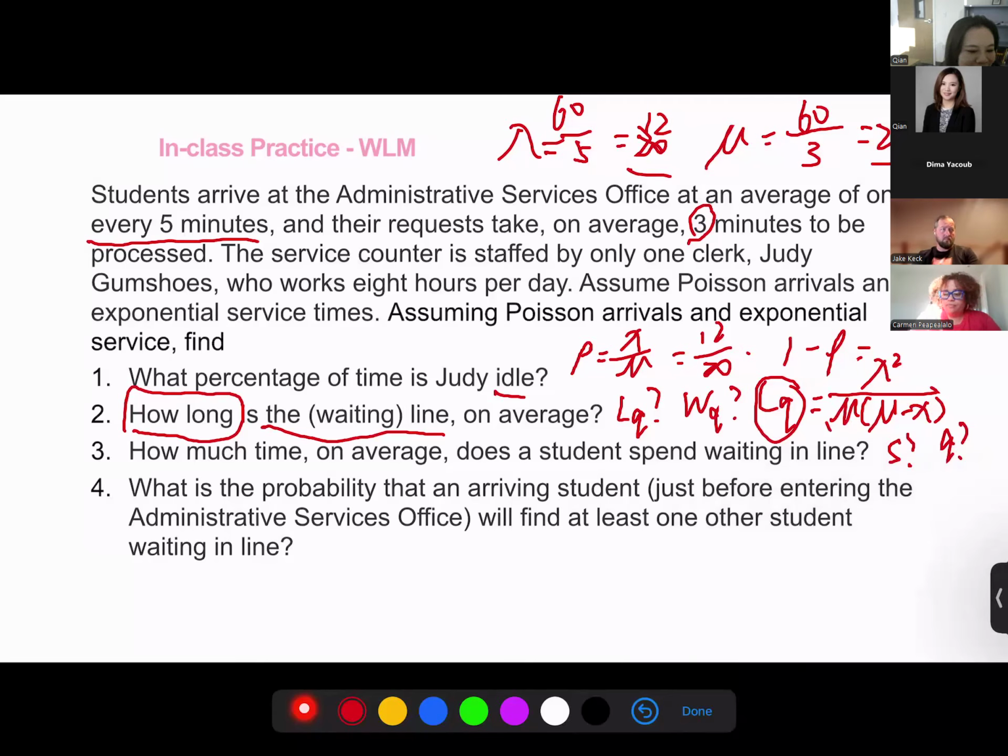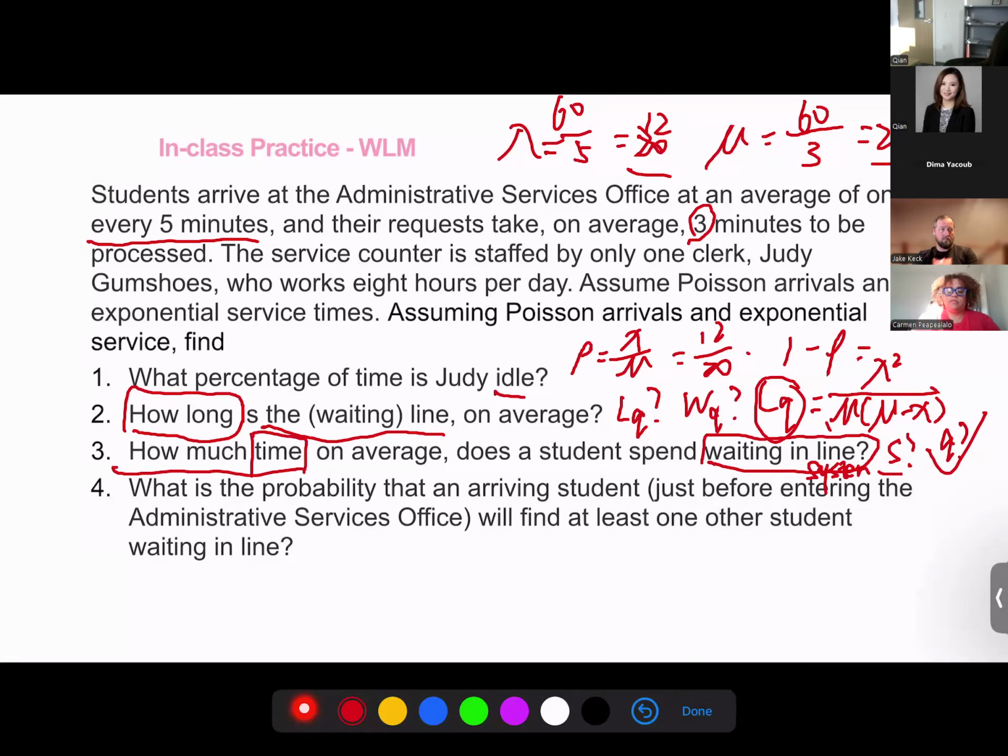You can just put your answers in the chat box. It's waiting in line, so again, it should be Q, because S means waiting in system. Okay. And how much time? It talks about time, so it should be W.